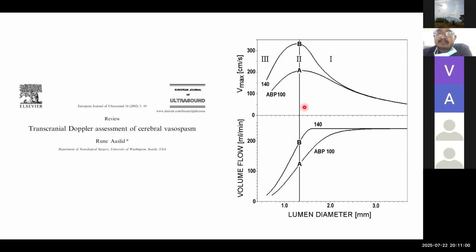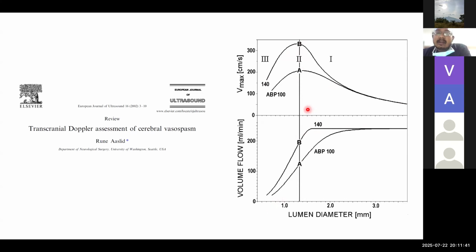Here you can see that there are two things: one is a velocity, one is a volume flow, and on the x-axis we have lumen diameter. They say that the MCA's diameter is 3 mm, and as you see, as the lumen diameter decreases, the velocities have increased, but up to a certain point the flows have remained stable. And when there is a critical stenosis, say this is the point of critical stenosis, the velocities have started coming down, the flows have started coming down.